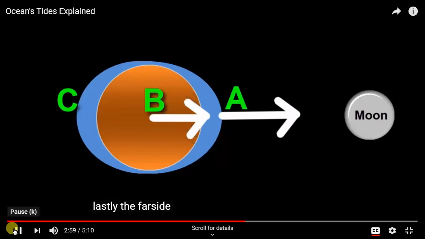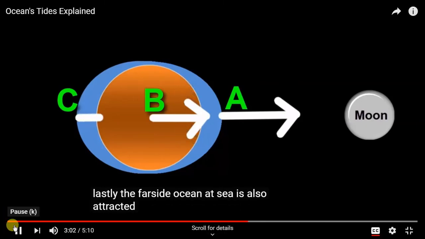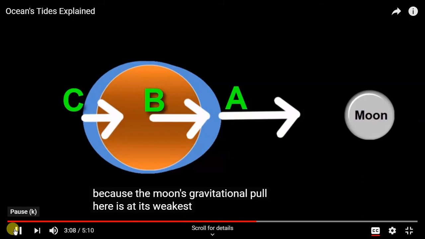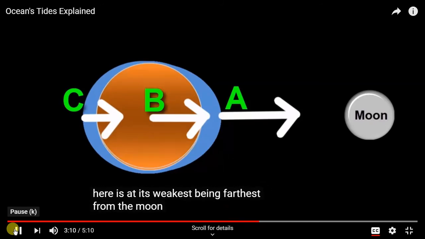Lastly, the far side ocean at C is also attracted to the moon, but it moves least because the moon's gravitational pull here is at its weakest, being farthest from the moon. So here, at every point in the Earth, we have the moon's gravitational pull. The pull here is the strongest, the pull here is weaker, and the pull here is the weakest because it's the farthest point from the moon.